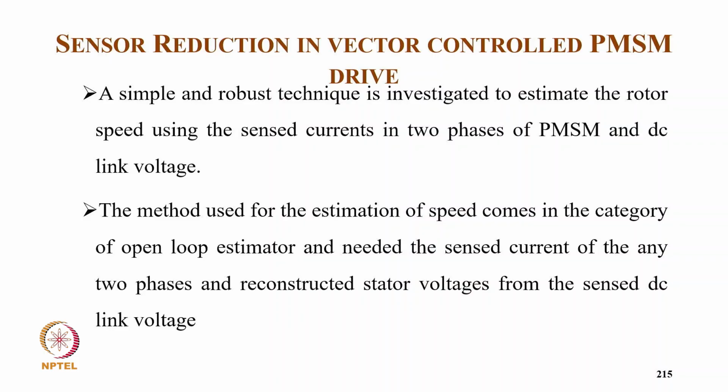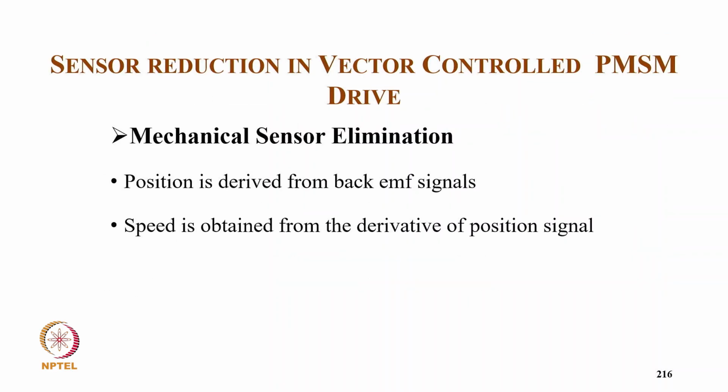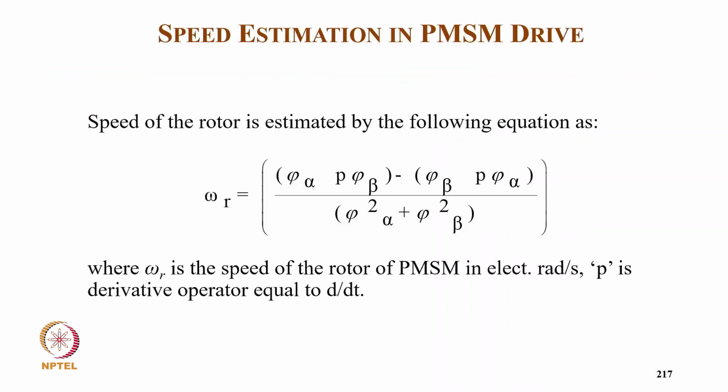A simple and robust technique is investigated to estimate the rotor speed using the sensed current in 2 phases of the PMSM and the DC link voltage. The method used for estimation of speed comes in the category of open loop estimator and needs the sensed current of any 2 phases and the reconstructed DC voltage from the sensed DC link voltage. So now coming to mechanical sensors, the position is derived from the back EMF signal and speed is obtained from the derivative of the position signal.